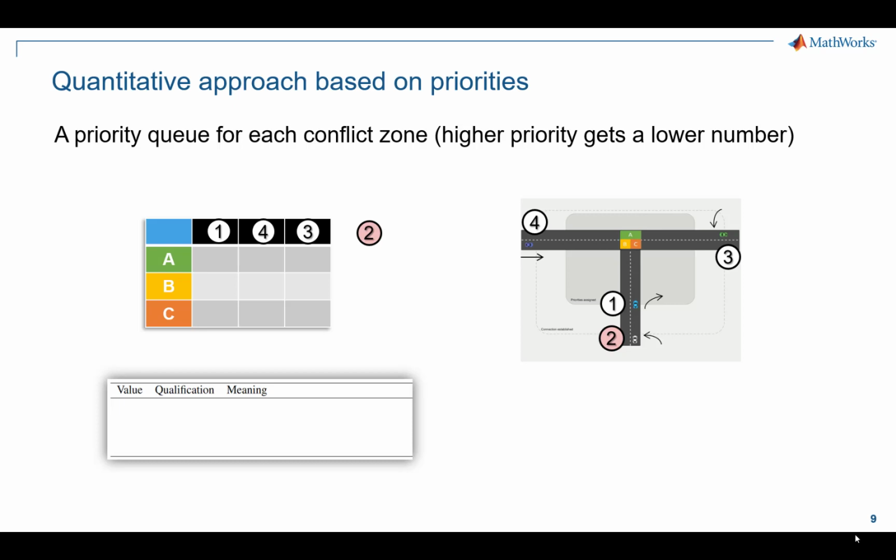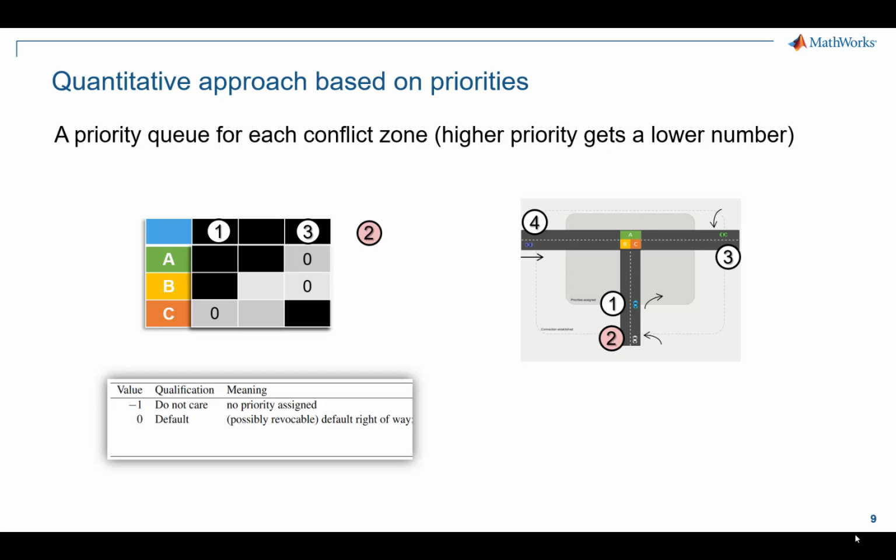So what values do we use for filling out this table? There are two special values. The one is for cars that do not need access to a particular conflict zone. We use the don't care value of -1, and the other one is the default priority of 0, where, for example, if car 4 were to not be there or were to be far away, then cars 1 and 3 are requesting access to a complementary set of zones. So 3 asks for A and B, and 1 asks for C. So in this case, you get a priority of 0 by default.